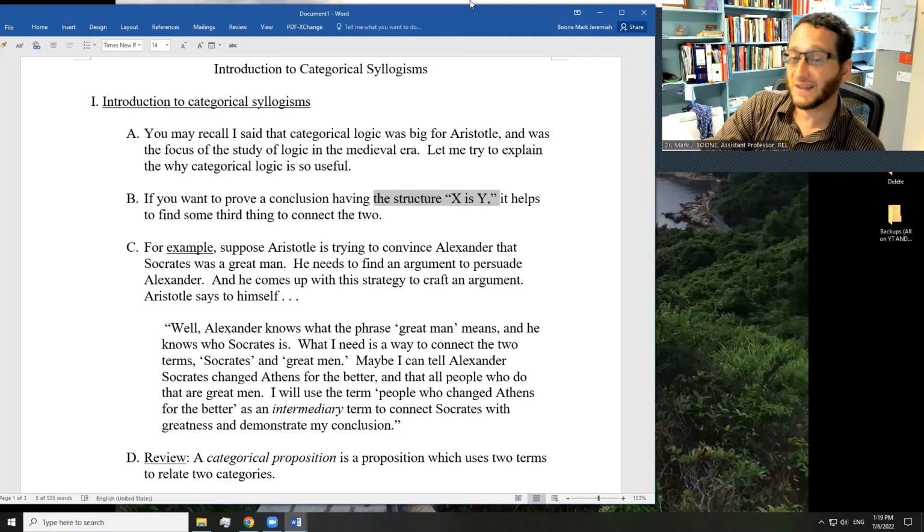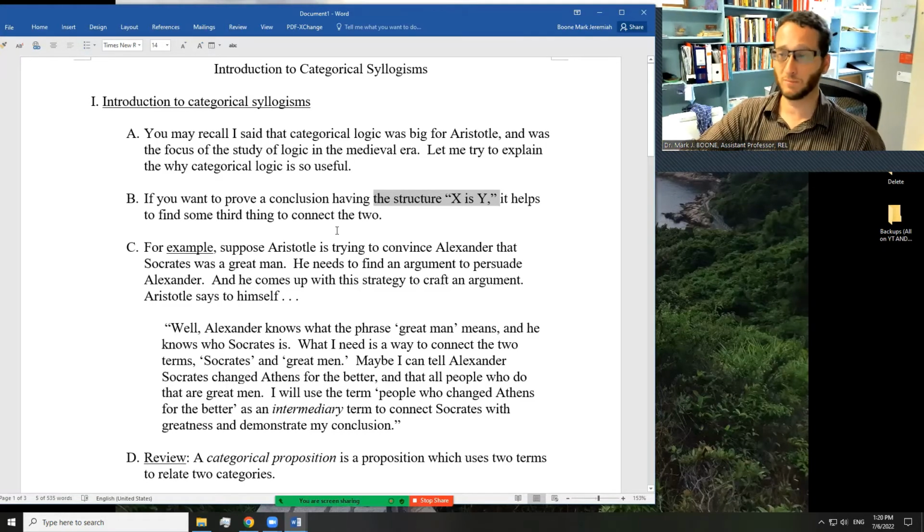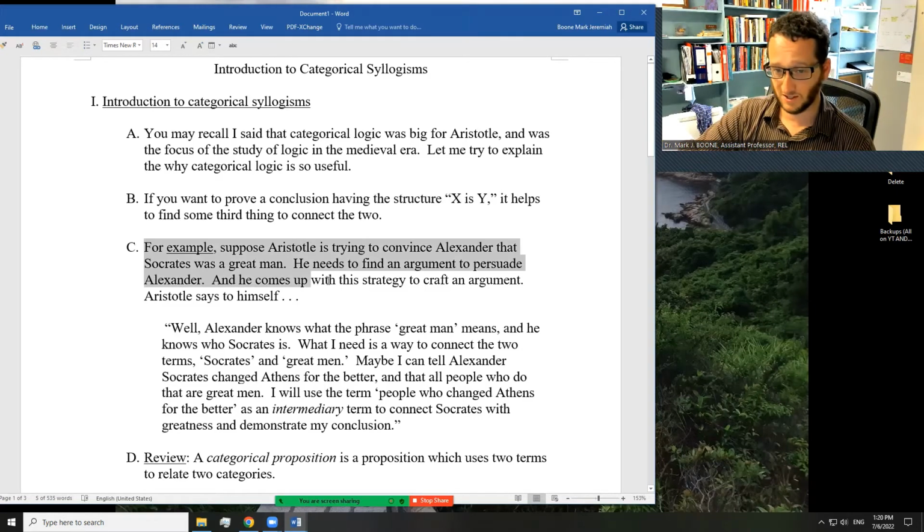And so in theory, any conclusion at all can be drawn from the premises of the categorical syllogism. So that's one reason categorical logic is terribly important. But look how straightforward and simple the categorical syllogism is. Here's an example I like to use.